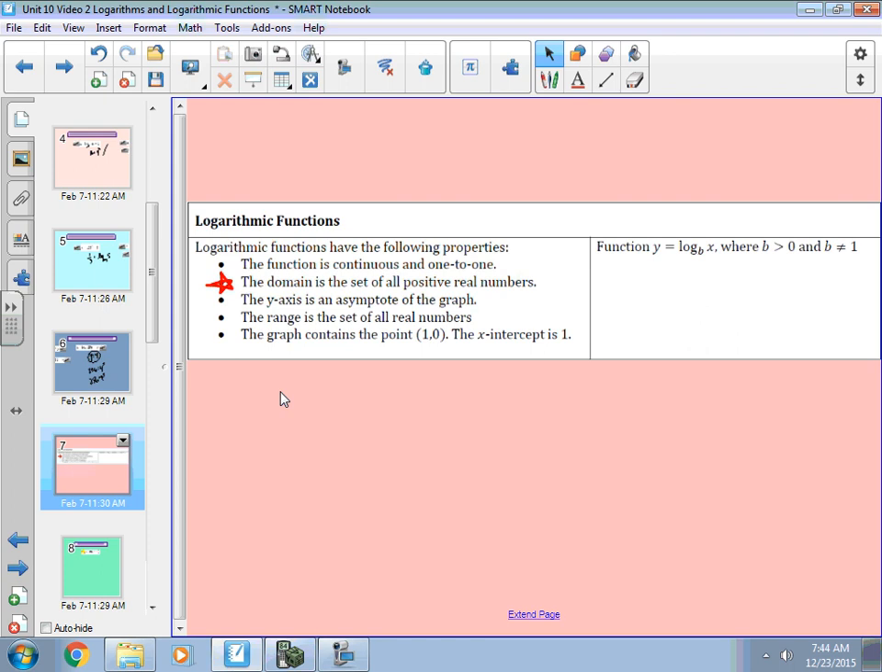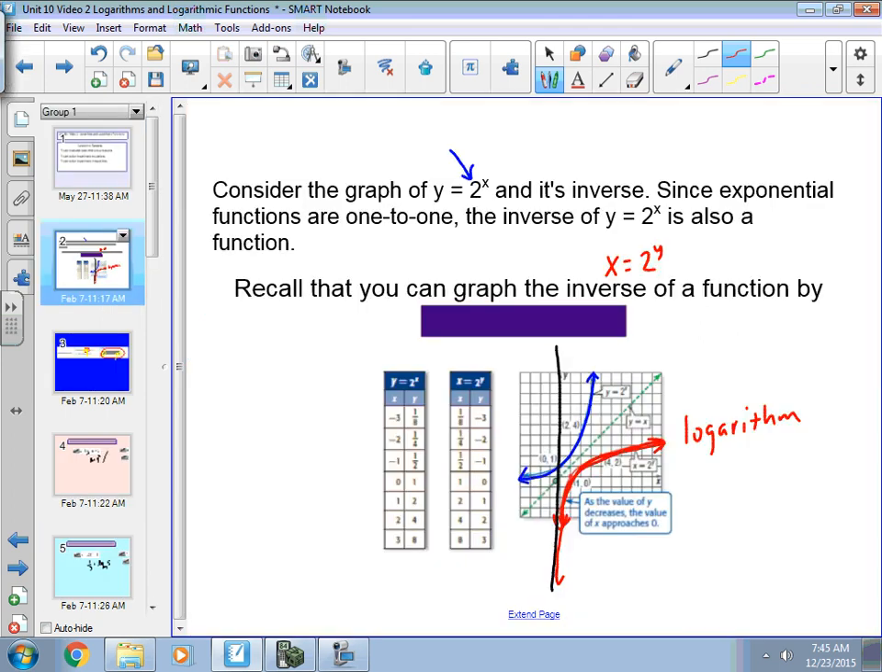The reason is that the y-axis is an asymptote. Asymptote means that the graph doesn't touch it, it just gets close to it. The range, remember that's the y values, is the set of all real numbers. Because on the graph, again, if we look, the graph keeps going down to negative infinity, and this side keeps going up to positive infinity, so all the y values eventually are in this graph.